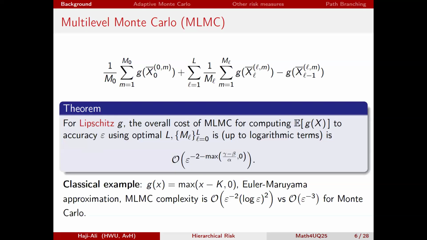And then you get the usual complexity of multi-level Monte Carlo, where if beta is greater than gamma, so the variance is converging at a faster rate than the work is increasing, then you get near optimal complexity, okay? At least up to logarithmic terms if beta is equal to gamma. So that's the usual complexity that we have here. And the classical example is when G of X is just a Lipschitz function like a max, and we have an Euler-Maruyama approximation, then we get exactly this complexity of epsilon to the minus 2, log epsilon squared.